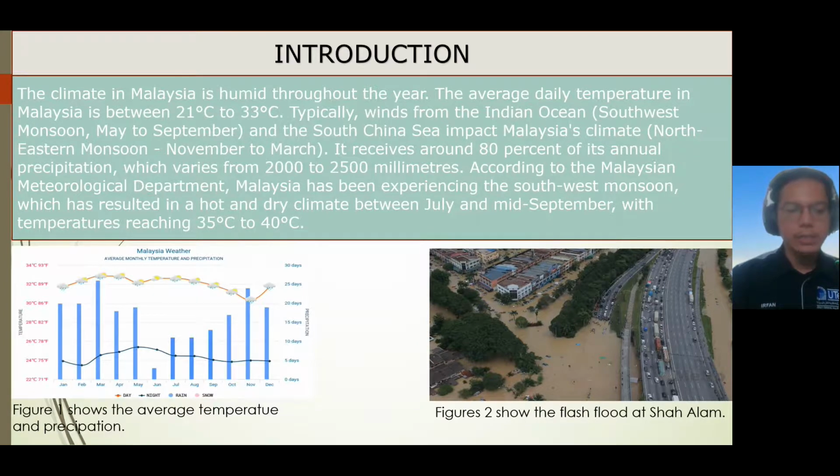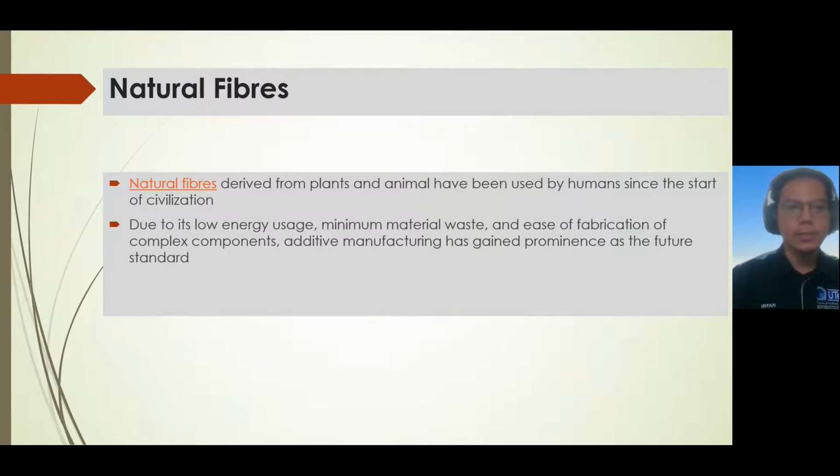As we can see, figure 1 shows the average temperature and precipitation. And figure 2 shows the flash flood that occurred at Shah Alam. Okay, natural fiber. What is natural fiber? Natural fiber derived from plants and animals has been used by humans since the start of civilization. Due to its low energy usage, minimum material waste, and ease of fabrication of complex components, additive manufacturing has gained prominence as the future standard.